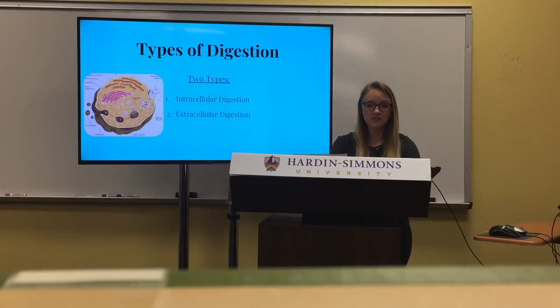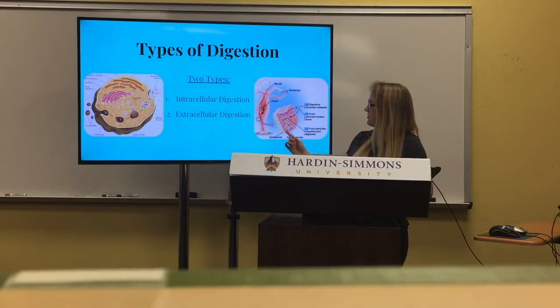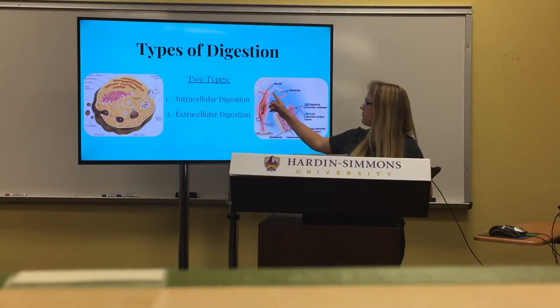Next, we have extracellular digestion, which is where hydrolysis occurs by the breakdown of food in compartments that are continuous with the outside of the animal's body. So over here, as you can see, we have a hydra. Food will go in and break down in this area.